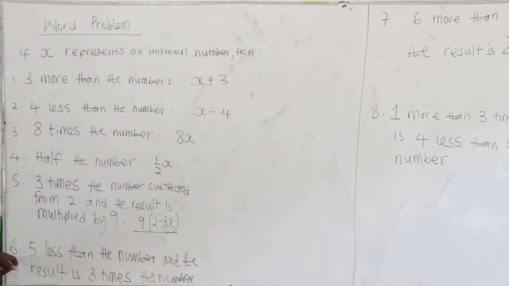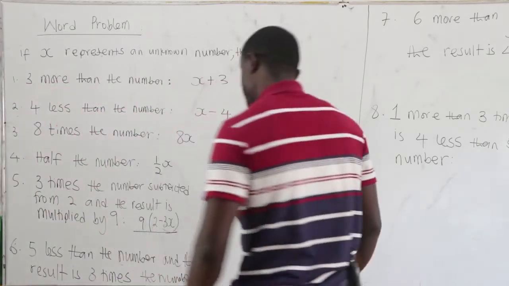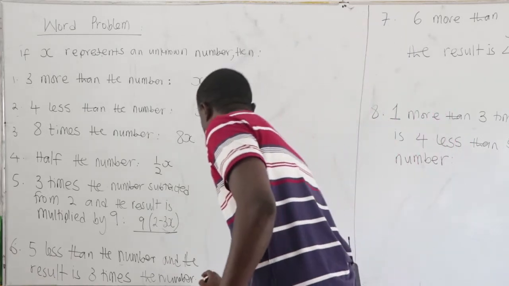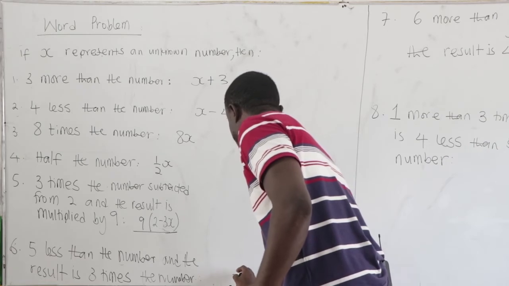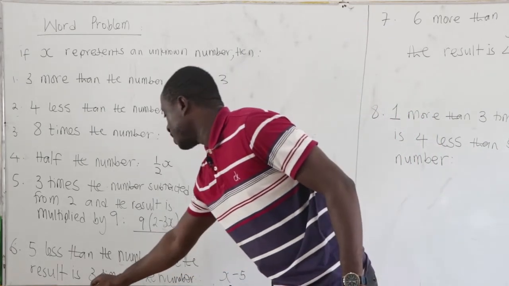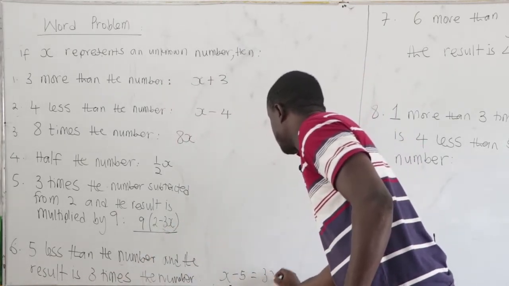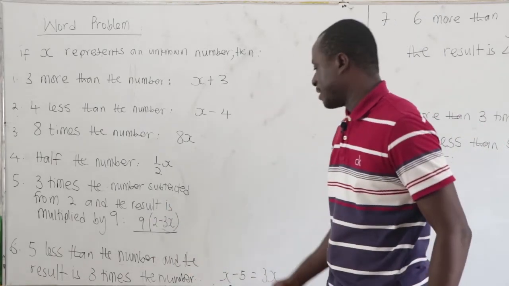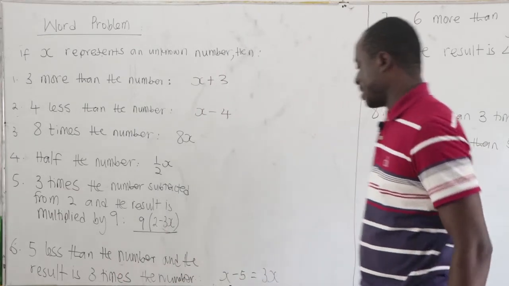Now let's see the next one. 5 less than the number, and the result is 3 times the number. So 5 less than the number, and we are being told that the result is equal to 3 times the number.